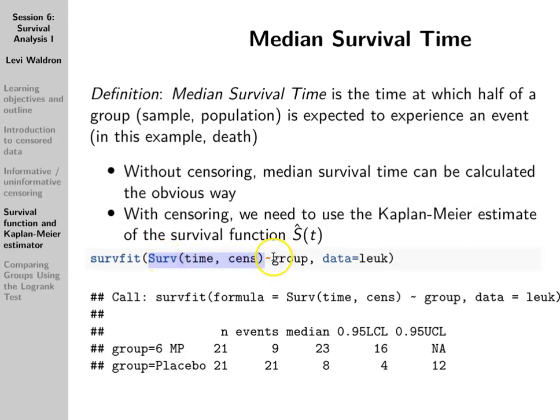And then here I'm using a model formula with just group on the right hand side, and it shows me this outcome from the Kaplan-Meier estimate that gives me an estimated median survival time. And I see that in the treatment group, the median expected survival time is 23 weeks, and in the placebo group, it is only 8 weeks.